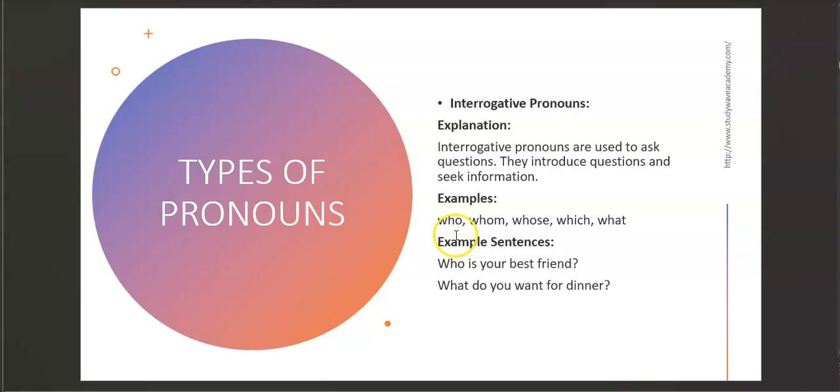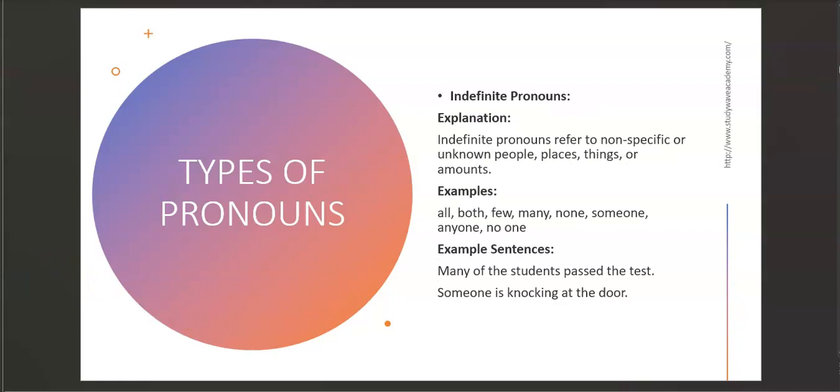Who do you love? Who is your best friend? What do you want for dinner? Who's your best friend? Or whose shoes is this? Okay, whose shoes is this? Which book do you love? Or which food do you want to eat today? So these are pronouns that just ask questions or prompt us to answer questions. So we have pronouns that are used to ask questions, and that is what we call interrogative pronouns. So these are quite simple and easy.